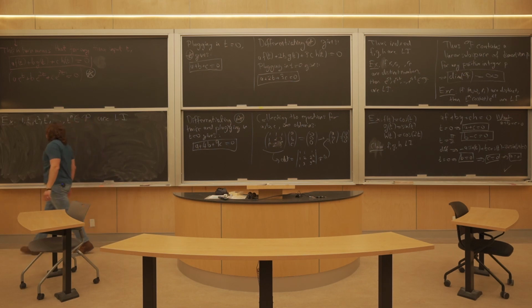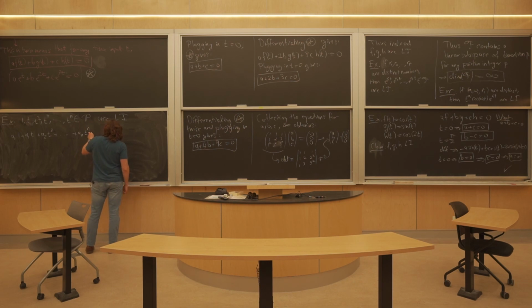Again, I'm going to set up the equation. So let's write it like this: a0 times 1 plus a1 times t plus a2 times t squared plus dot, dot, dot plus an times t to the n. Right? I took an arbitrary linear combination of these vectors in function space, in the polynomial space. And I need to set this equal to 0.